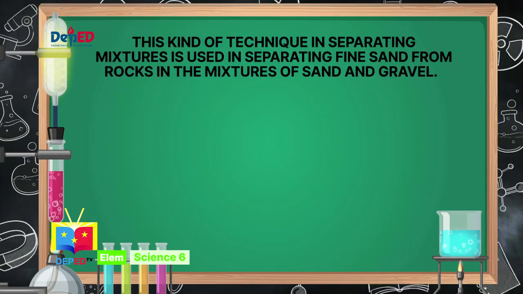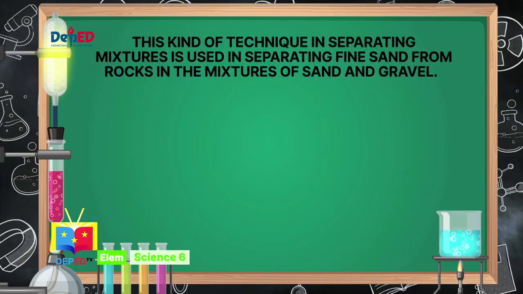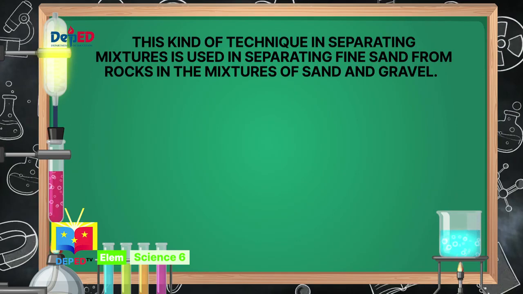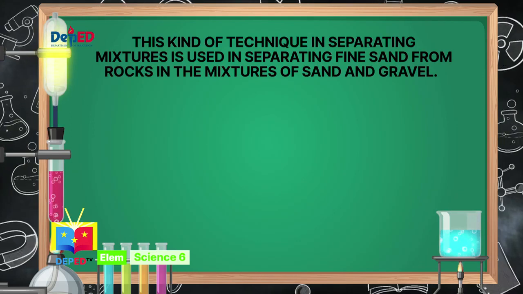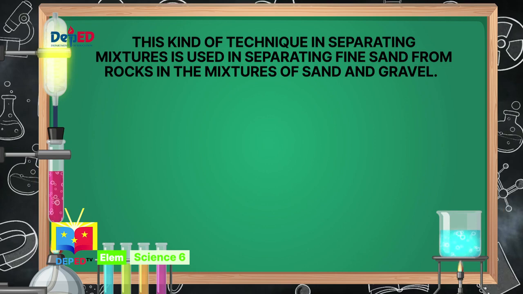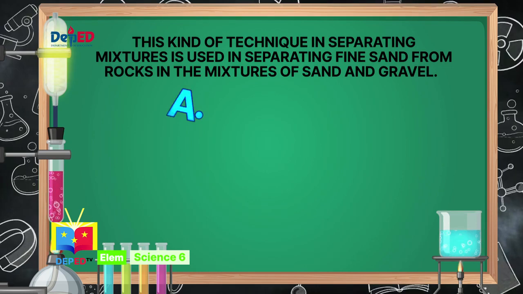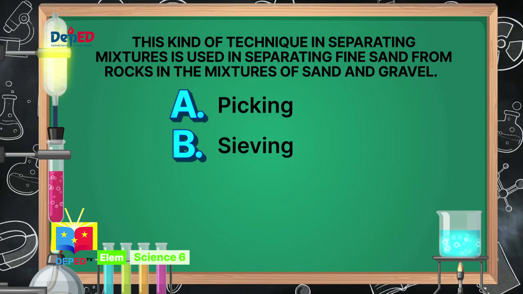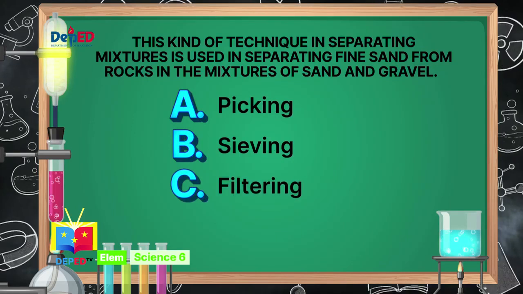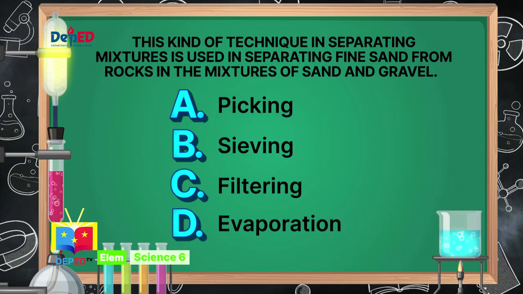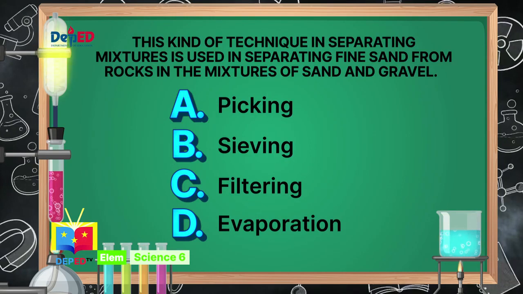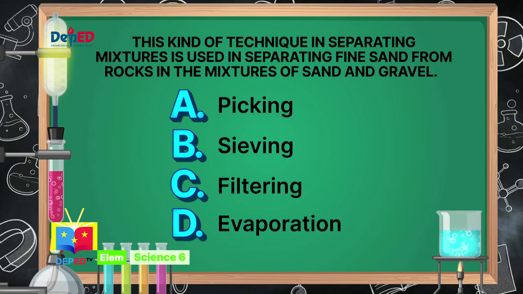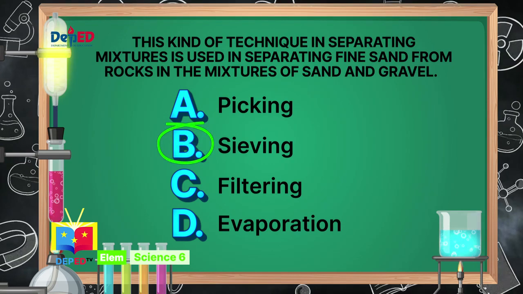Number 3. This kind of technique in separating mixtures is used in separating fine sand from rocks in the mixtures of sand and gravel. A. Picking. B. Sieving. C. Filtering. Or D. Evaporation. The correct answer is letter B. Sieving.